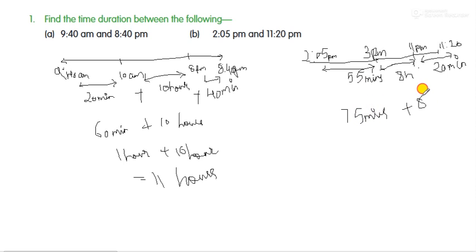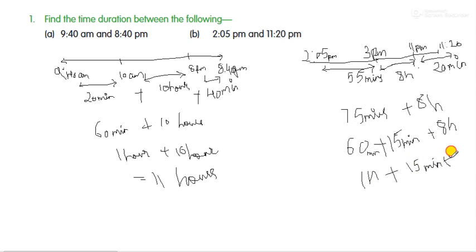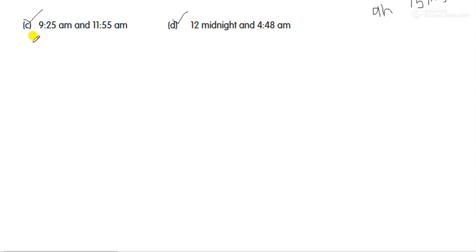Plus 8 hours. Here 75 minutes means 60 minutes plus 15 minutes, plus 8 hours. Here 60 minutes means 1 hour. So 1 hour plus 15 minutes plus 8 hours. Here add the hours and hours: 8 hours plus 1 hour is 9 hours 15 minutes. So the difference is 9 hours 15 minutes. Here the C and D bits, do them by yourself, as homework.